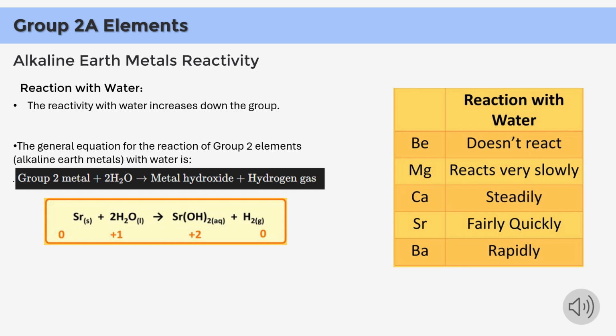Now the general equation for the reaction of group 2 elements with water is that the group 2 metal plus H2O will result in metal hydroxide and hydrogen gas.